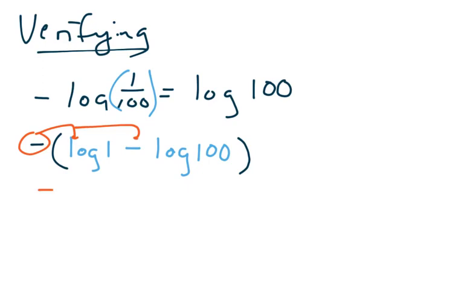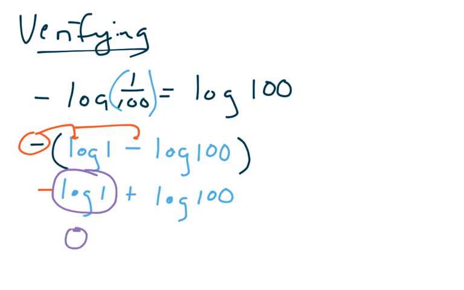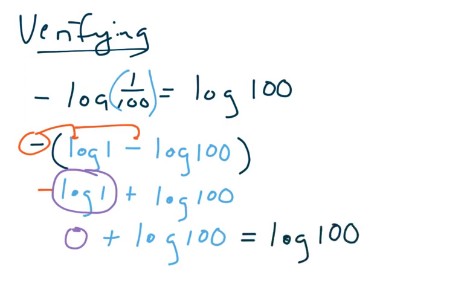So now I have negative the log of 1, but I have positive log of 100. Well, the log of 1, remember, the log of 1 is always equal to 0. And so thank goodness, because now we're able to see that we get the log of 100, which of course is equal to the other side of the equation.